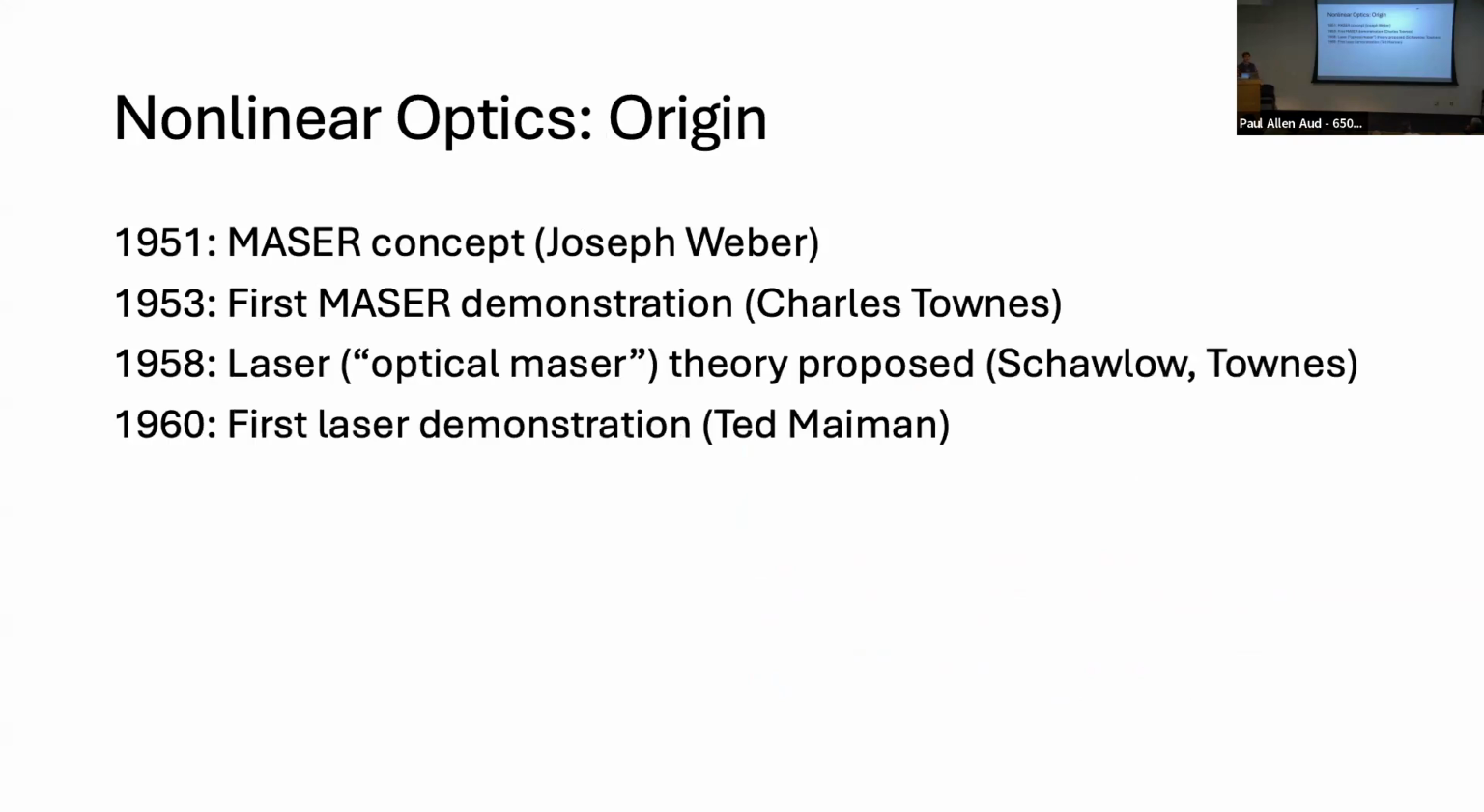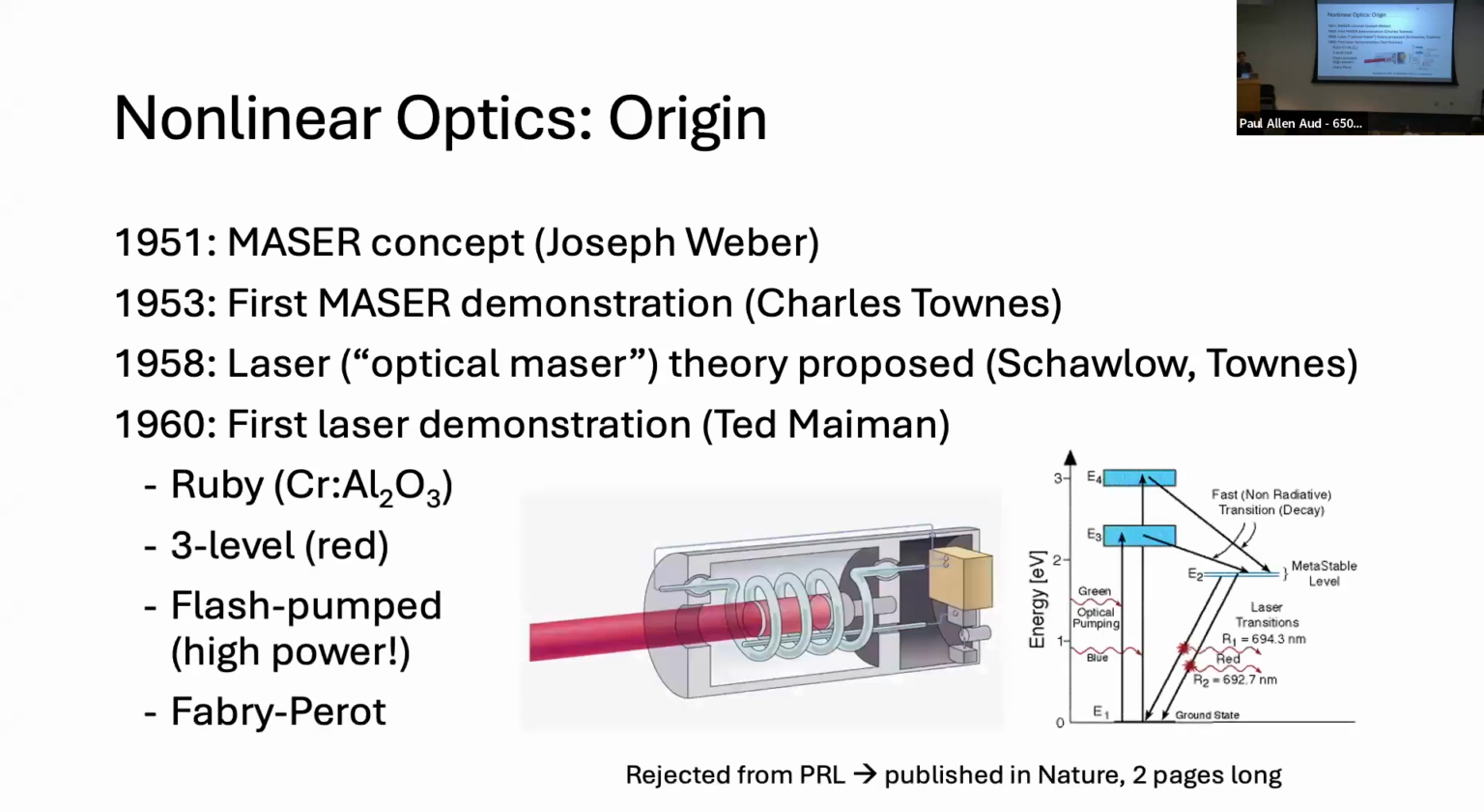So as a field, the discovery of nonlinear optics came about shortly after the development of the laser. So there was first the maser, and then Schawlow, Townes, and Ted Maiman realized you could do this in the optical domain, and so they invented the laser. And the first laser had a gain medium that was chromium-doped alumina, which is ruby. And ruby is a three-level system. And those of you who know something about laser physics will know that to generate population inversion to get gain in a three-level system, you have to pump it very hard.